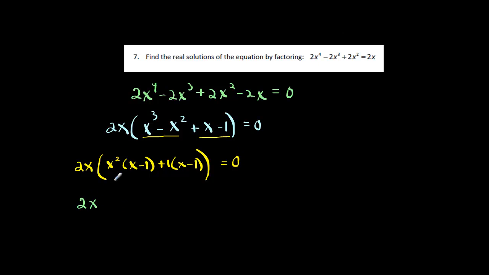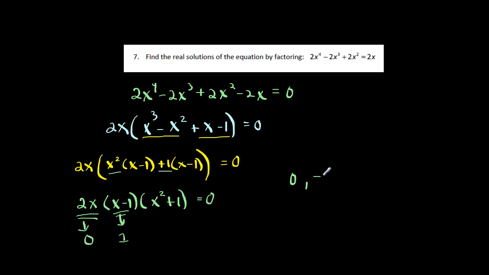Now I've got the 2x. This can now be factored because I can take the x minus 1 and x minus 1 out. And then I've got x squared plus 1 as a leftover. So it's completely factored now. This gives me a 0 of 0. This gives me a 0 of 1. This gives me a positive or negative i. This is imaginary, so this does not give me real solutions. It's asking for real solutions. So 0 and 1 are my real solutions.